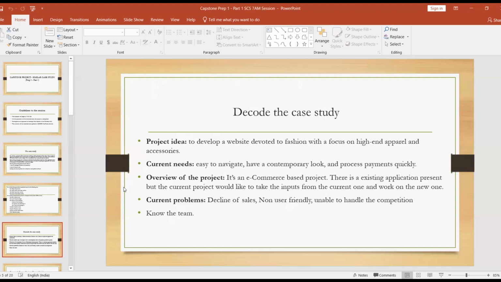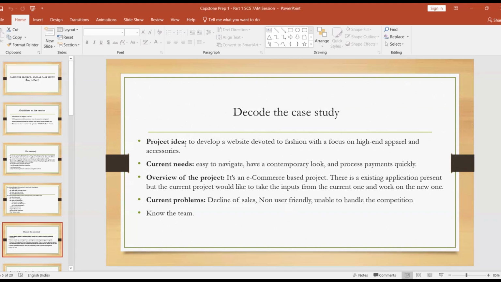The ultimate aim of this part one is, once you get into the case study, the primary task of a business analyst is to decode the case study so that we can understand what exactly the project idea is, what the current needs are, what the overview of the project is, what the current problems are, and to know the team.